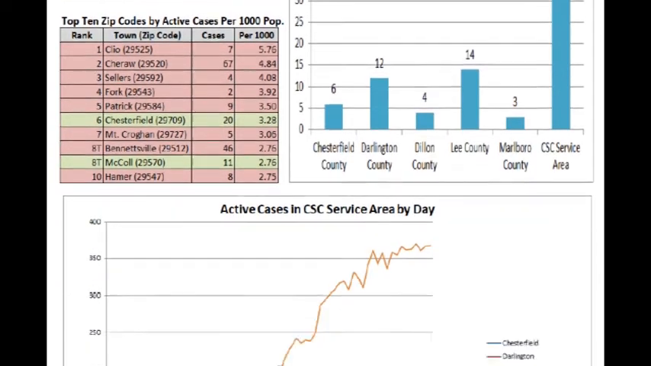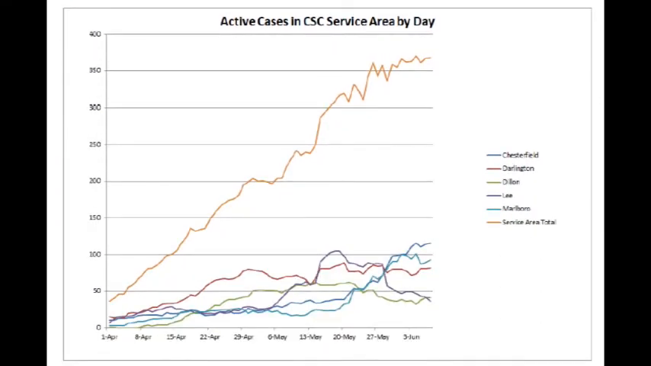Below this, also on page 3, is a graph showing the active cases in the service area by day from April 1st to present. You can see the steady increase for the service area. However, within our counties, the trends have not been as consistent, with earlier on Darlington and Lee counties having more active cases than the remaining counties, whereas most currently Chesterfield and Marlboro counties have the most active cases.